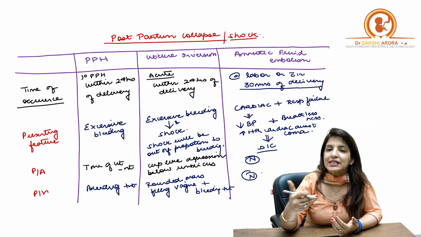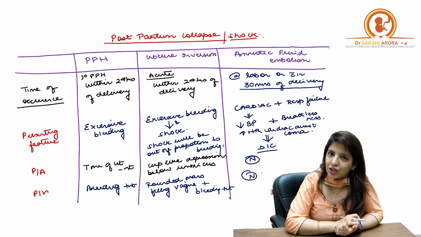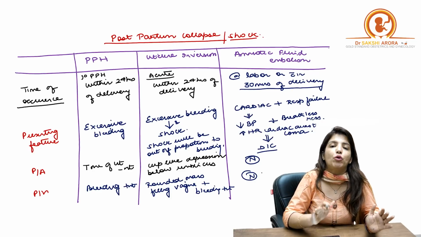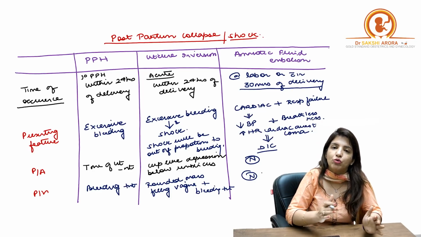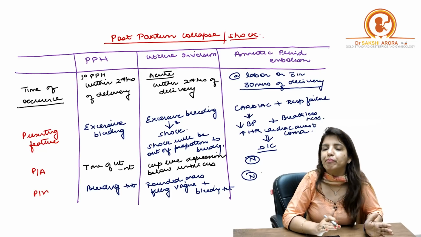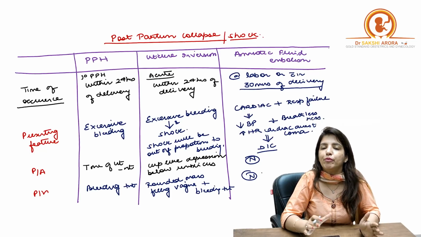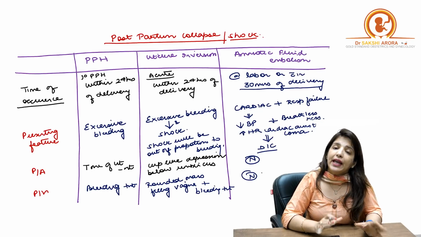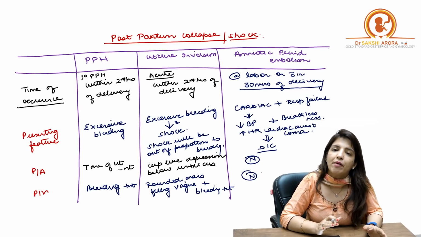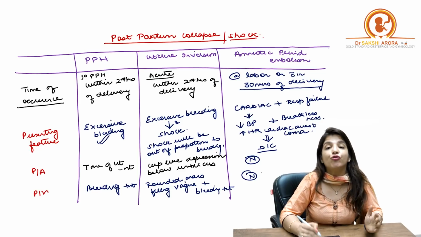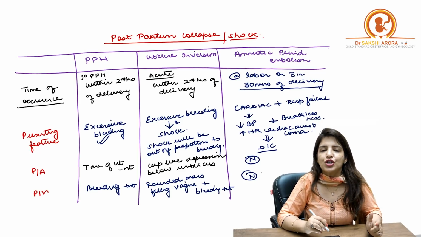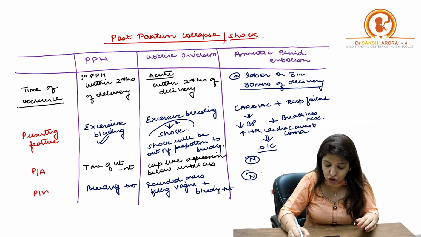Now, what is the presenting complaint in all these three conditions? Although all these three can present to you with postpartum shock or postpartum collapse, the presenting complaint in all these three can help you in finding out the cause of that postpartum collapse. In case of PPH, the presenting complaint is going to be excessive bleeding. Similarly, in case of uterine inversion, the presenting complaint will be shock.